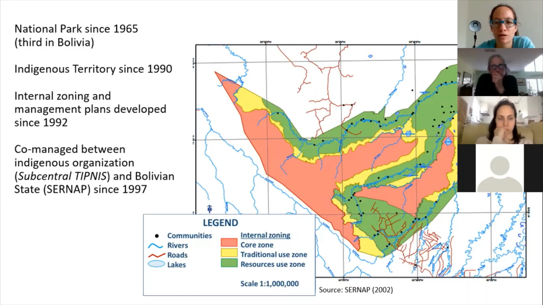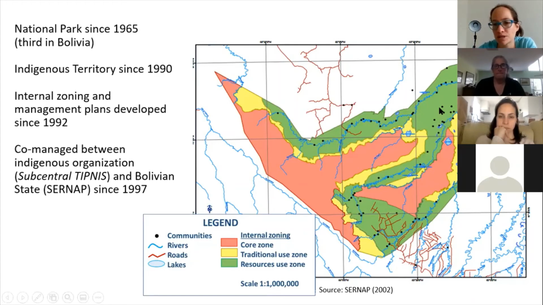And as you can see in the map, the internal zoning defines regions where the communities are located, where you see the black dots, where people can hunt, fish, and do traditional uses of resources, but also have small plots for crops and some cattle ranching units. And then in the yellow areas, they can fish and hunt, but they cannot deforest to grow crops. And the core areas are in red, where they are spared for allowing animals and fish to reproduce, and because that's where the rivers are born. So those are the core areas of the park. The TIPNIS is located in an area that is very isolated, but is subject to various pressures.